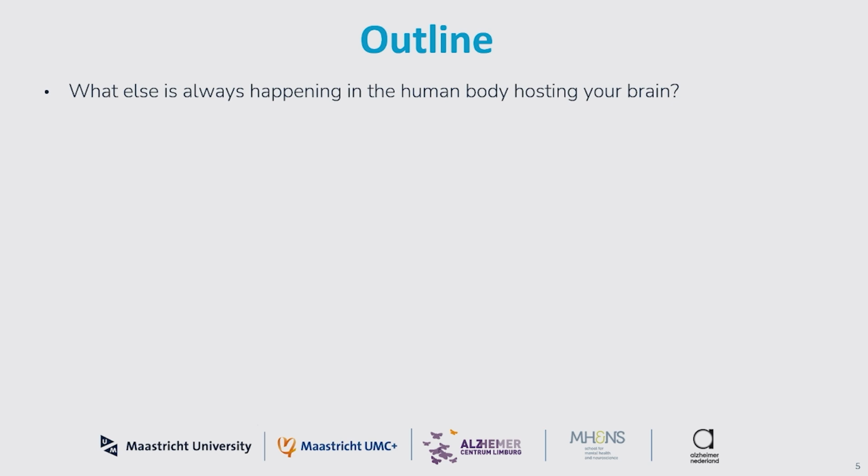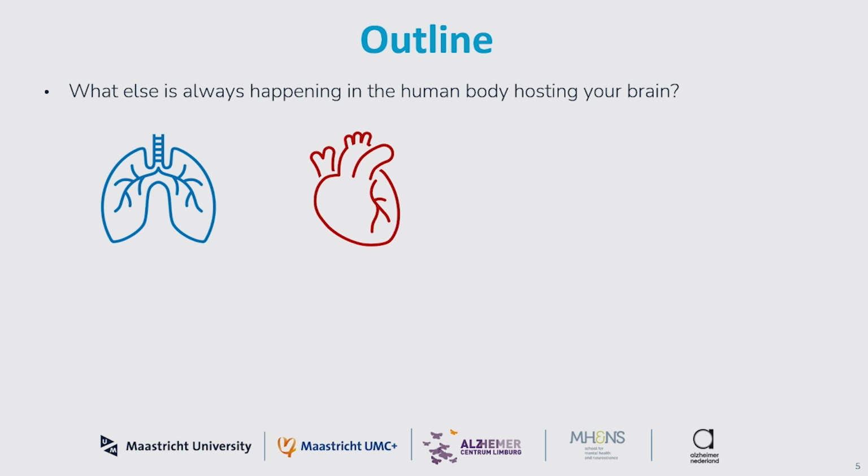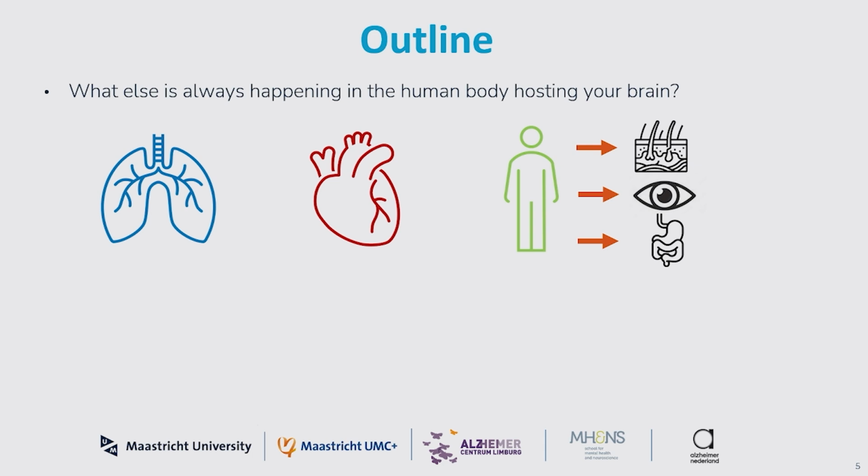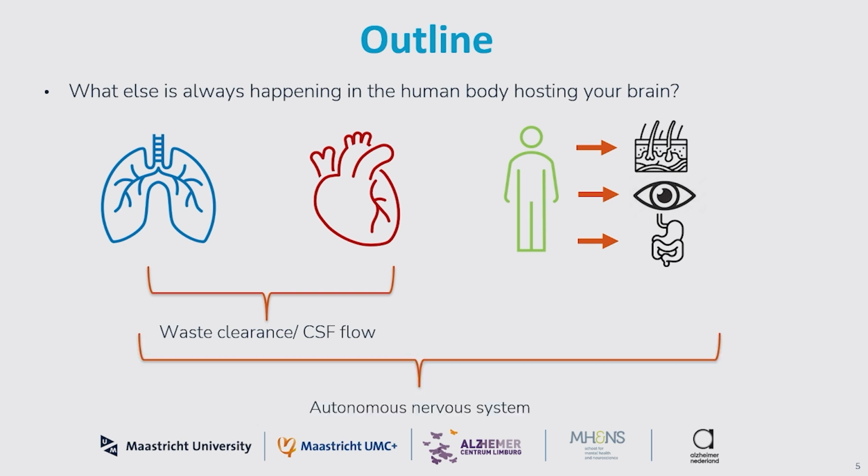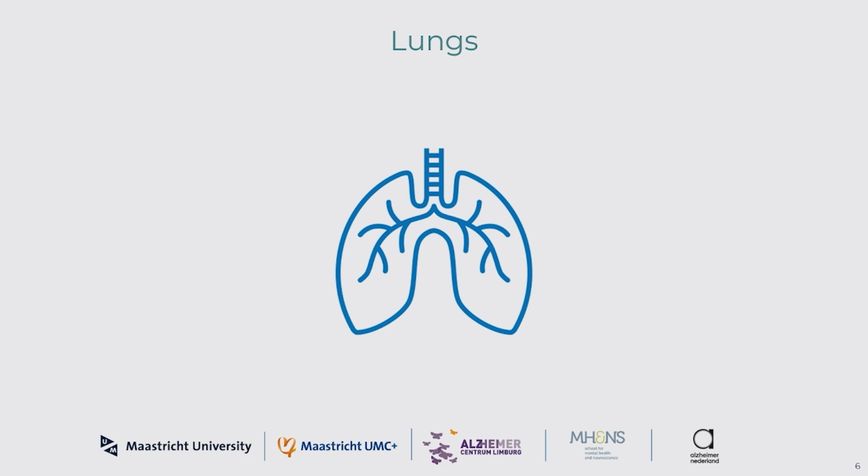So today I'm going to talk about what different signals in the human brain, in the body, could affect the data that you're collecting in the human brain. So I will talk about the lungs, the heart, and other parts of the human body. For instance, the skin, the eyes, and the guts. Then I will go a little bit into the waste clearance system of the brain, which is thought to be driven by respiration and heart rate, and the CSF, the cerebrospinal fluid, plays a large part in this. And lastly, I will talk about the autonomic nervous system, which is the system that drives all of these physiological measures. So let's start with the lungs.